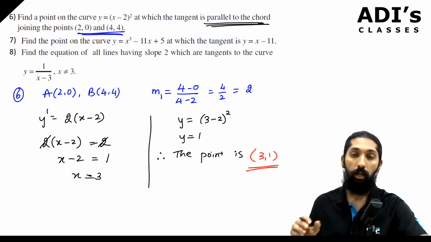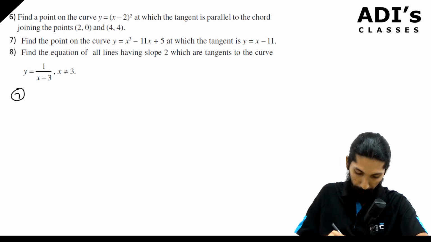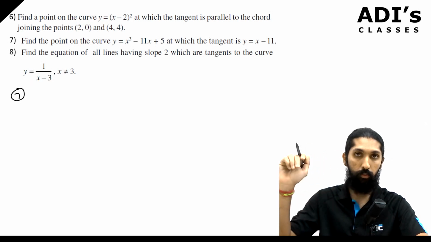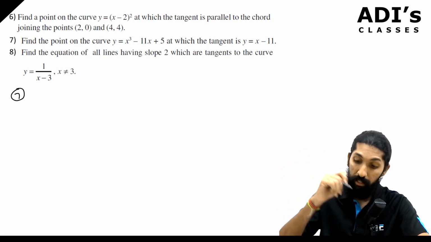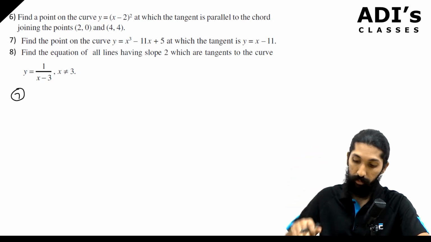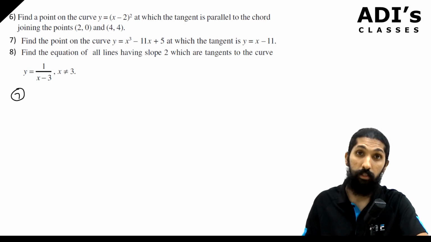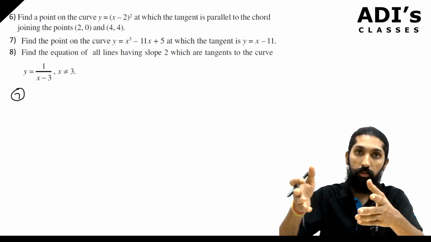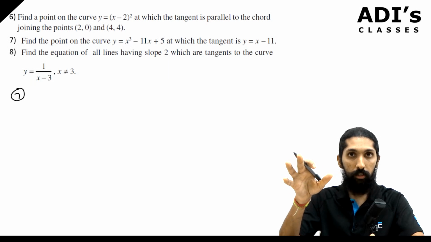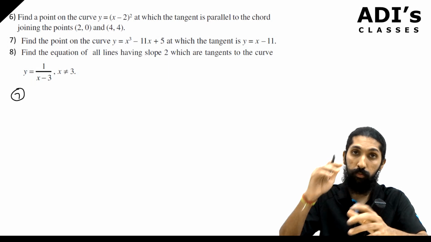Now let's do the seventh one. Find the point on the curve y is equal to so much, whatever we have, at which the tangent is y is equal to x minus 11. Now let's calculate the slope of the tangent, because slope of the tangent is nothing but the derivative. Much easier to solve rather than solving these two equations, which is going to be a huge thing. Rather than that, differentiate, get the answer. It's much easier. Okay.